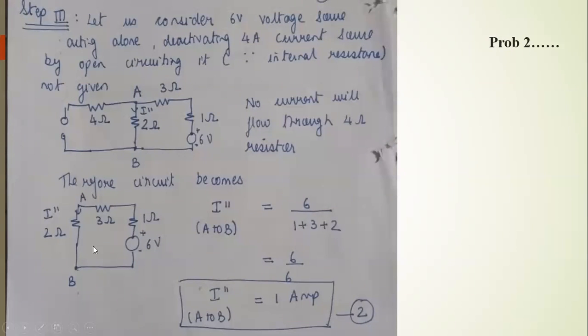Since it is a single loop circuit, the total current will be the total voltage divided by the total resistance, that is the summation of 1 plus 3 plus 2. So here we are getting the value of I double dash. I double dash is the current flowing through the 2 ohm resistor when the 6 volts voltage source is considered.